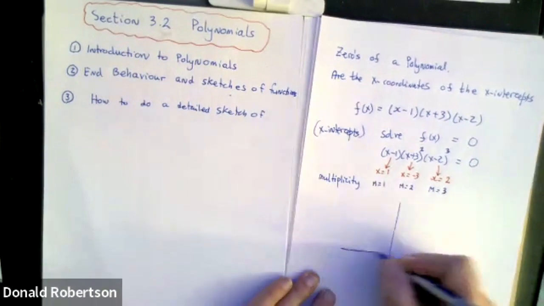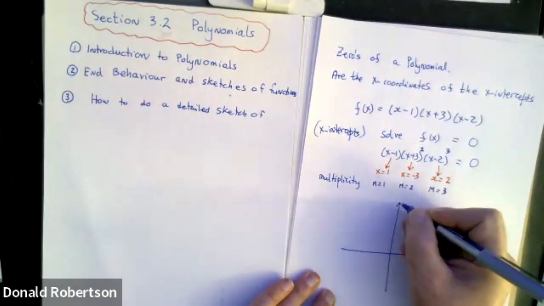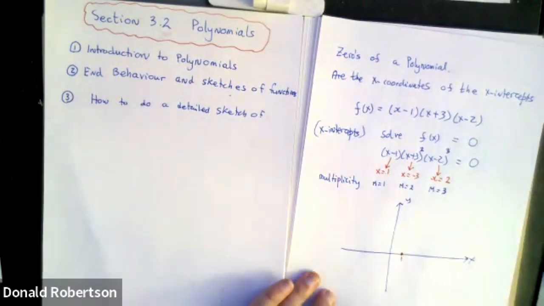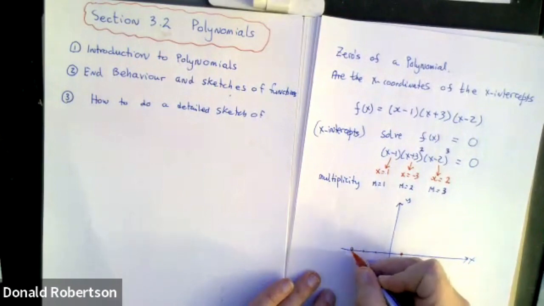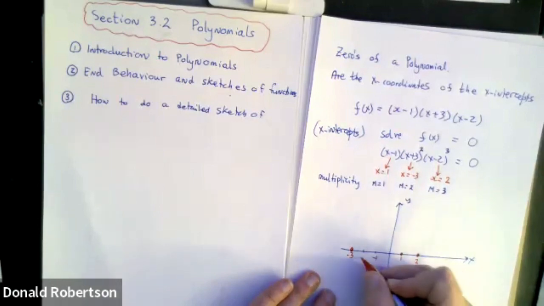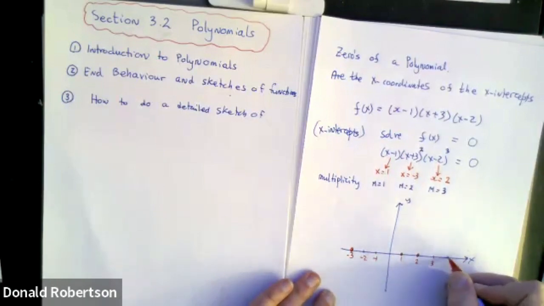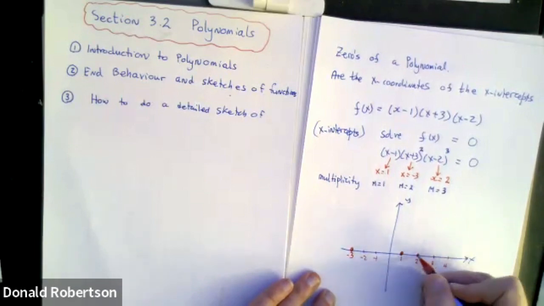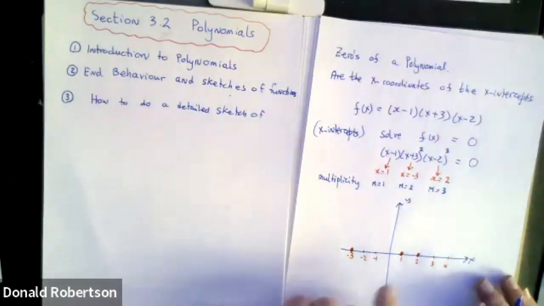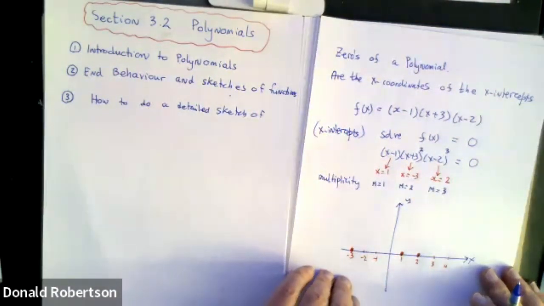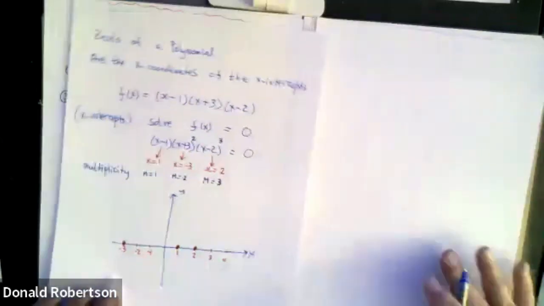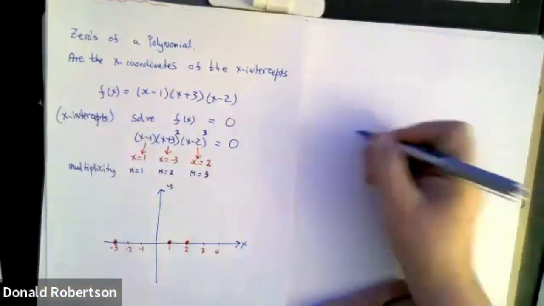Now, how does multiplicity play into the sketch of a polynomial? Well, if I start off and look at this guy, I know that at x equals 1, we have an x-intercept. At x equals negative 3, we have an x-intercept. And at x equals 2, we also have an x-intercept. I'm going to make these a little bit more bold. There we go. But the problem we have about x-intercepts is that it means that it crosses the x-axis, right? That's pretty much it. But there are two ways in which that can happen.